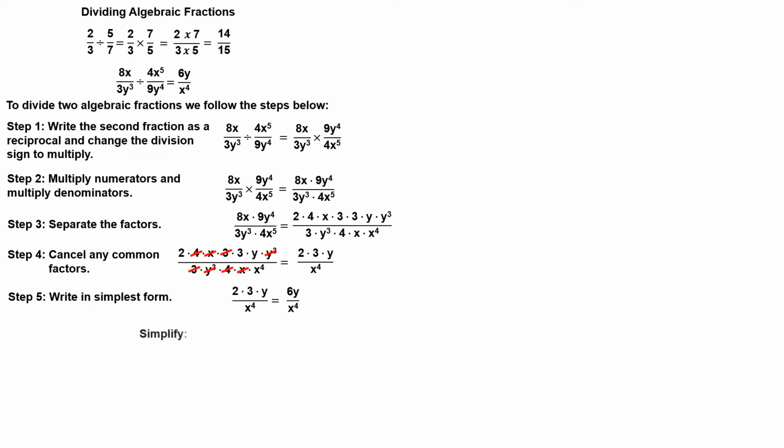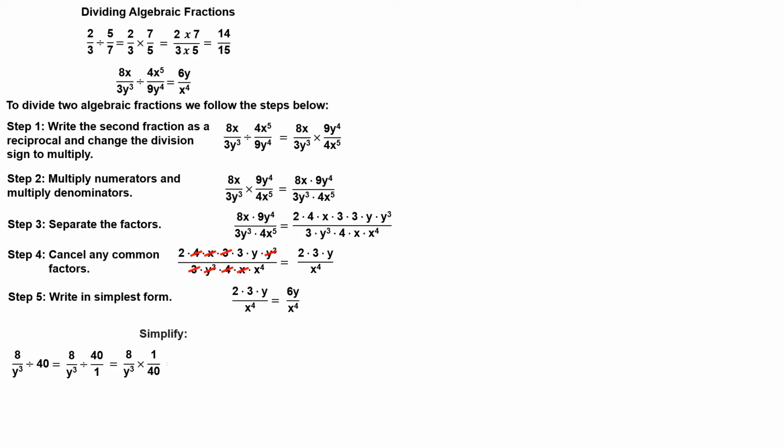Simplify. Remember that 40 is really 40 divided by 1. Now let's start. Step 1. Write the second fraction as a reciprocal and change the division sign to multiply.